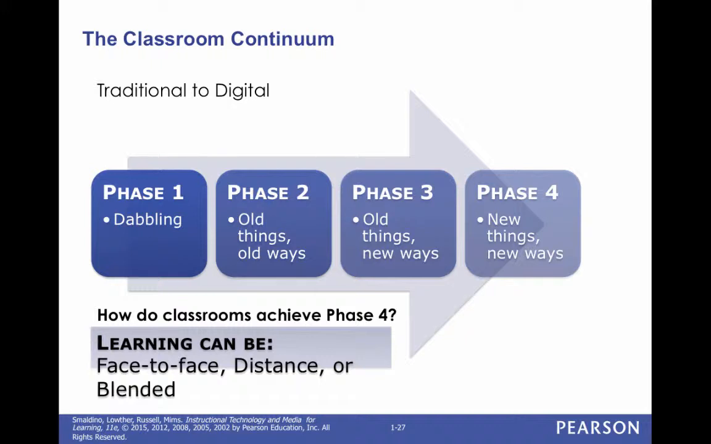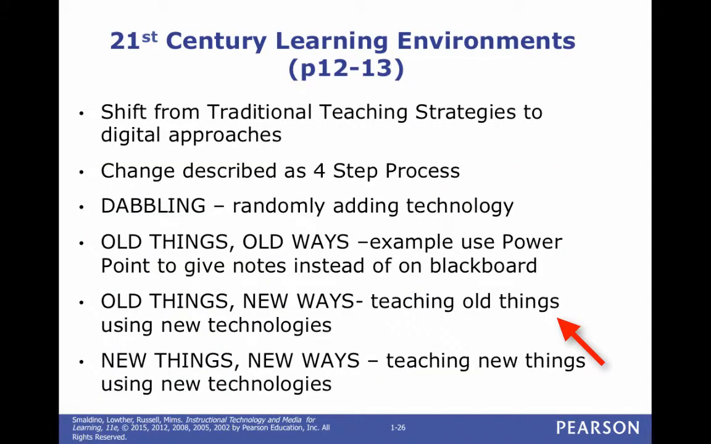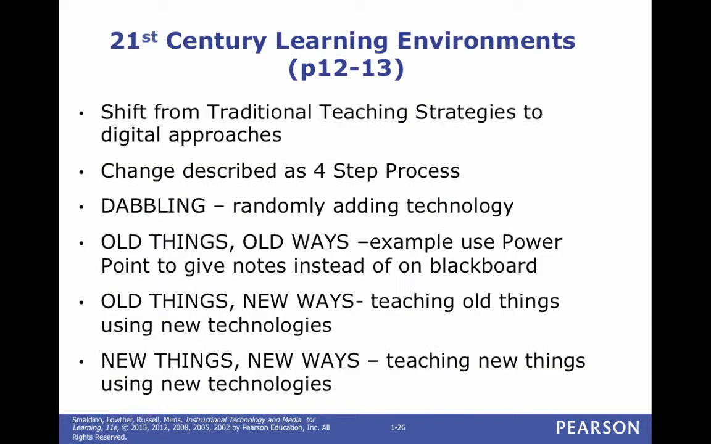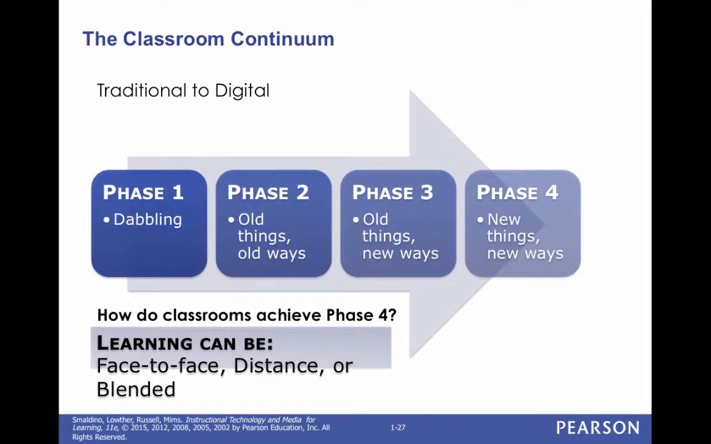Sorry, I said that wrong. Old things, new ways is phase 3, where you're going to do old things, but you're going to find new ways to do it with technology, teaching the same old things. And finally, phase 4 is teaching new things in new ways. So these are the four phases of going from a traditional to a digital classroom.